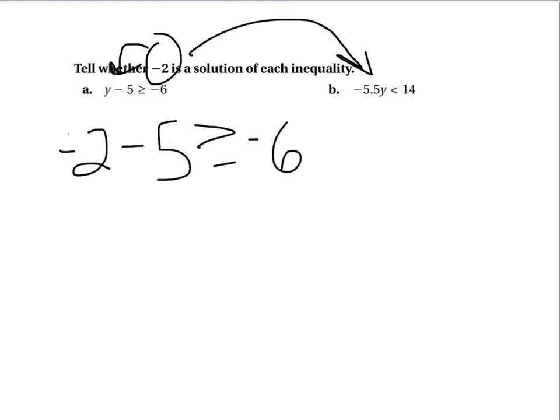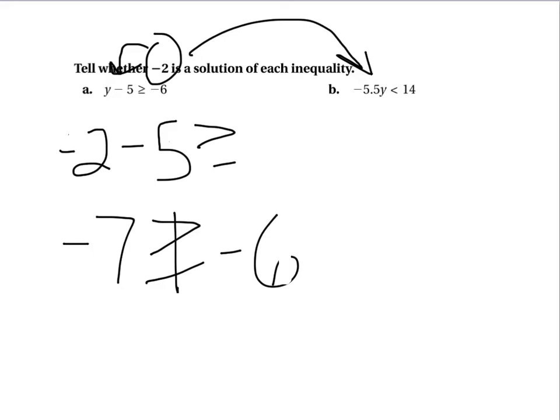Well, if we go ahead and solve this, -2 minus 5 gets me a -7. And that is not greater than or equal to -6. So that is not a solution for that inequality. So that one's wrong.